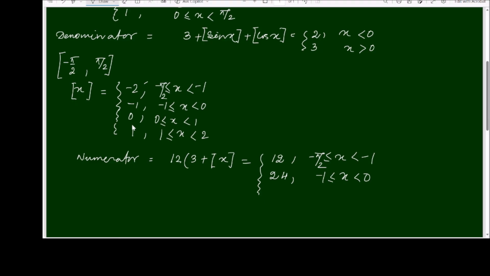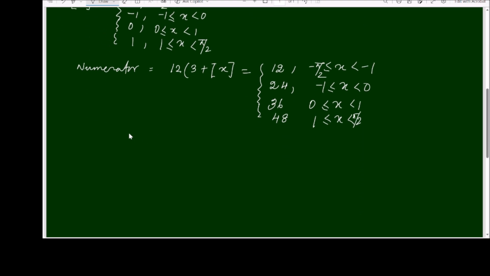Then the second one is 0, so it will be 12 into 3, 36 when x is between 0 and 1. Then again 1, so it will be 48 when x is between 1 and 2. It's not 2, let's write it is pi by 2 because the limit is pi by 2. Here also pi by 2.